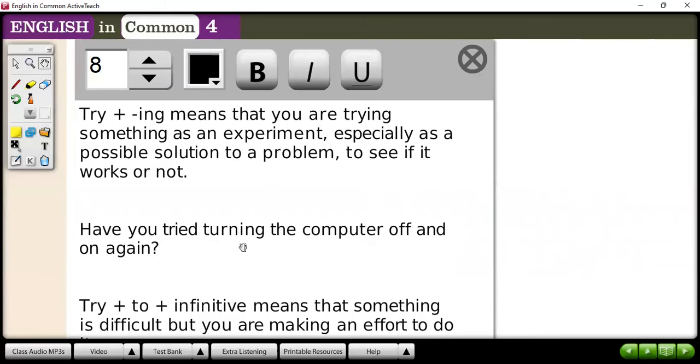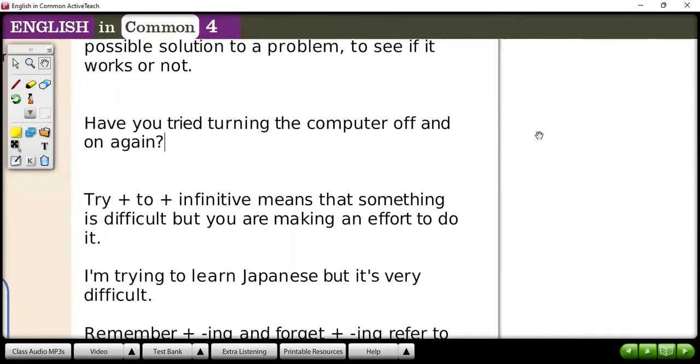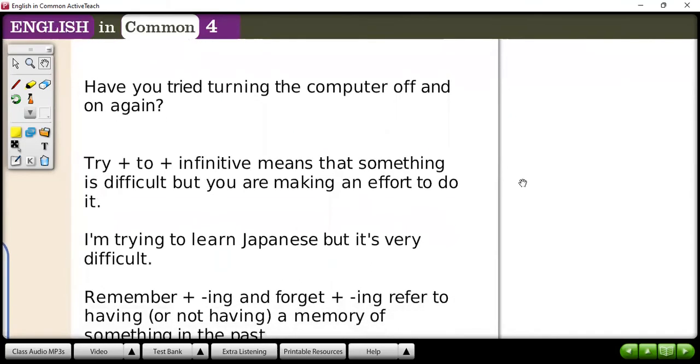Your computer is not working, so you wanna try to turn it off and turn it on again to see if it's gonna work or not. So use try with another verb in the ing, okay? That's one use, when we use the ing, when we want to pass this idea of an experiment, an attempt. But when we use the verb try with the infinitive, that means that something is difficult, but you are making an effort to do it.